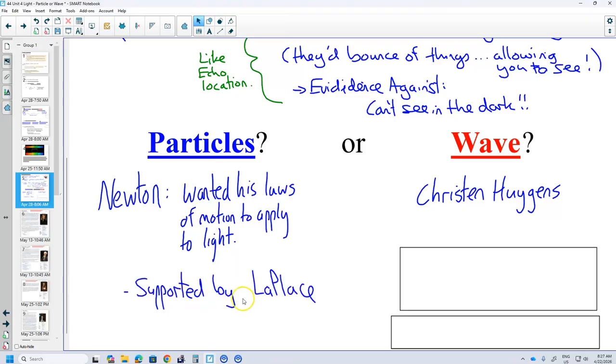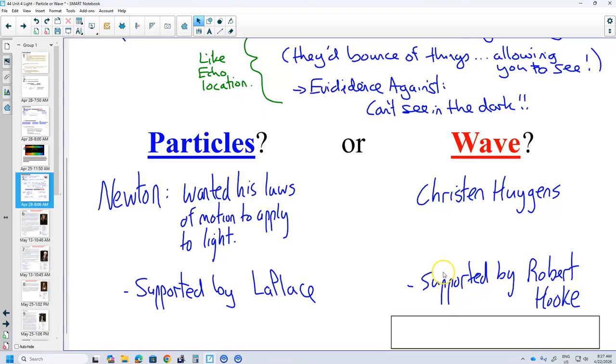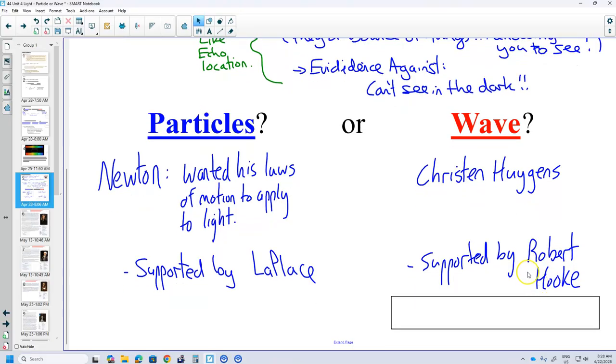And he had people on his side. Laplace, if you look up information about that mathematician, scientist, physicist, Laplace, he was in Newton's camp, agreeing with Newton. Robert Hooke was supportive of the wave property, and you might notice that name two ways.